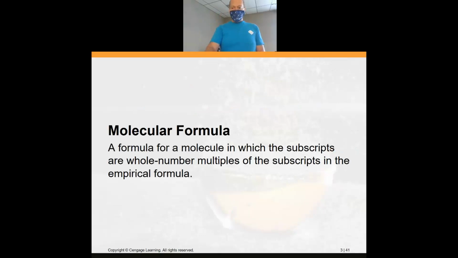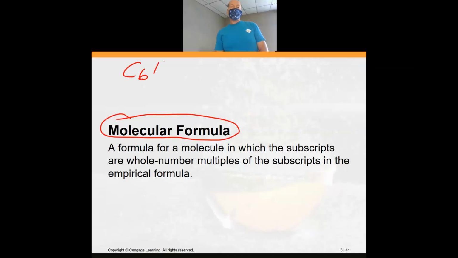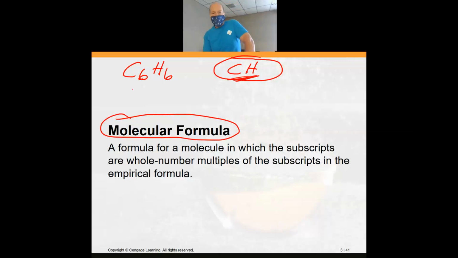In order to go from empirical formula to the molecular formula, because we know benzene, because I told you benzene. Benzene is C6H6, and the empirical formula is CH. We'll have information, and we can easily find the empirical formula. The only way that you can get to the molecular formula is to be given the molar mass. To go from here to here, you must have the molar mass.